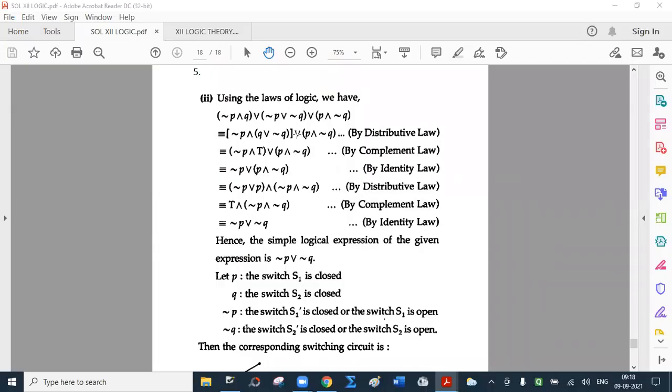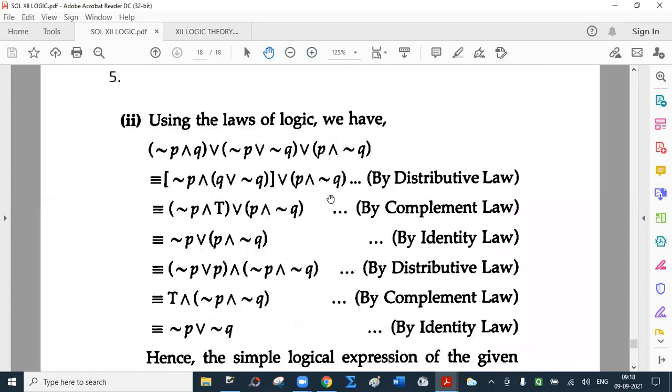Now second, see, we are given (not P and Q) or (not P and not Q) or (P and not Q). Now this step is important. Consider first two. I can write this as not P and (Q or not Q). Reason, distributive law. Now Q or not Q is true. Complement law. What is not P and true? Not P, identity law.